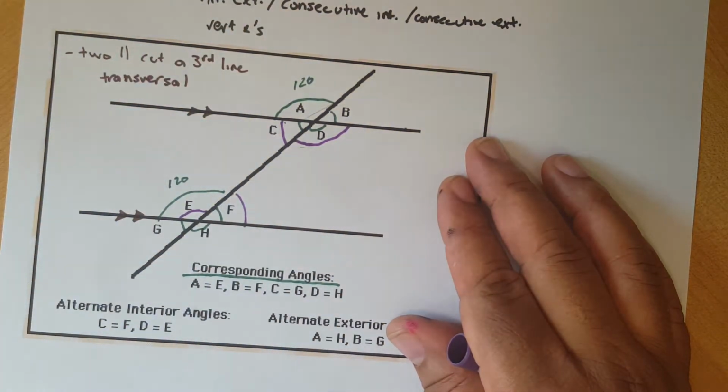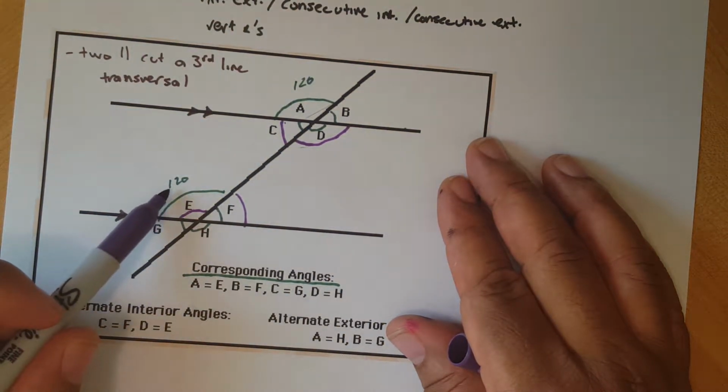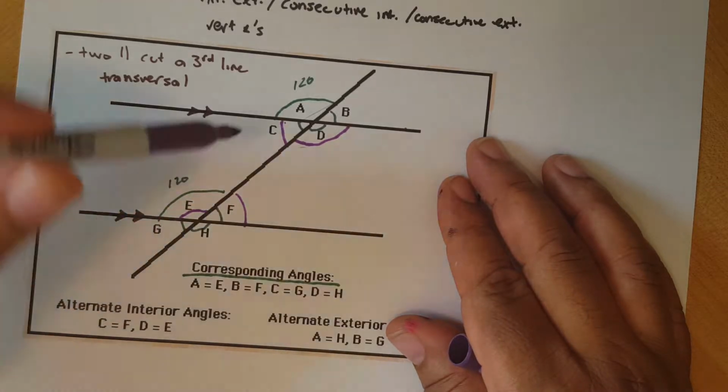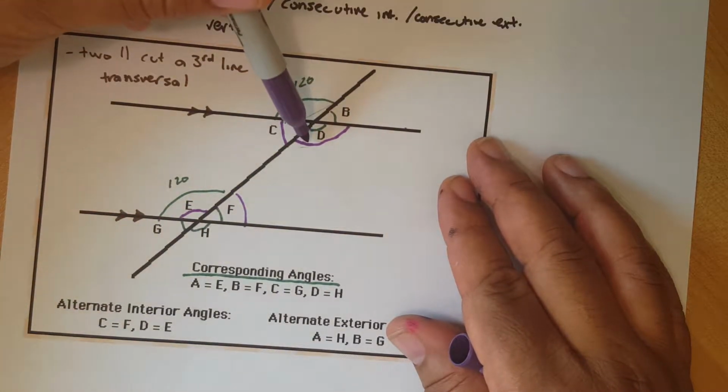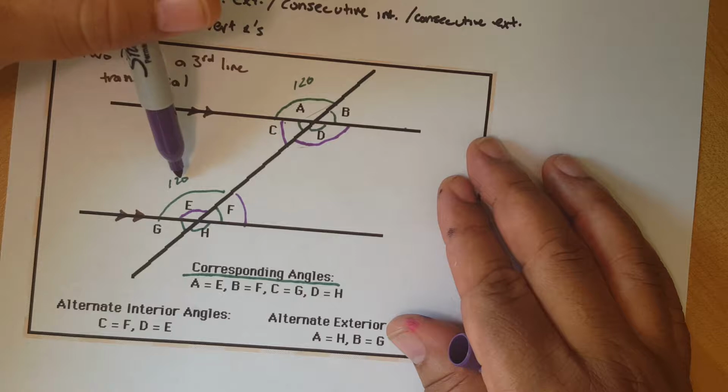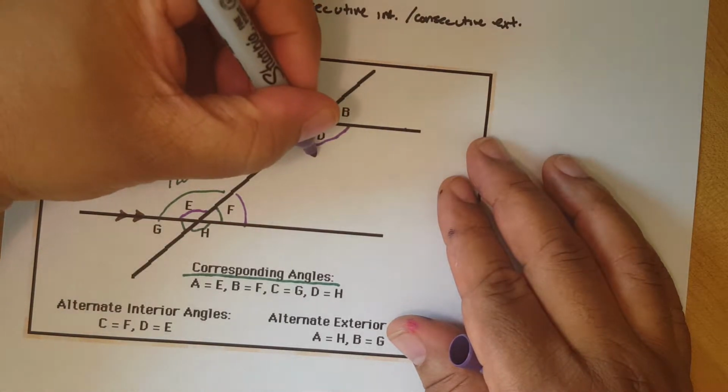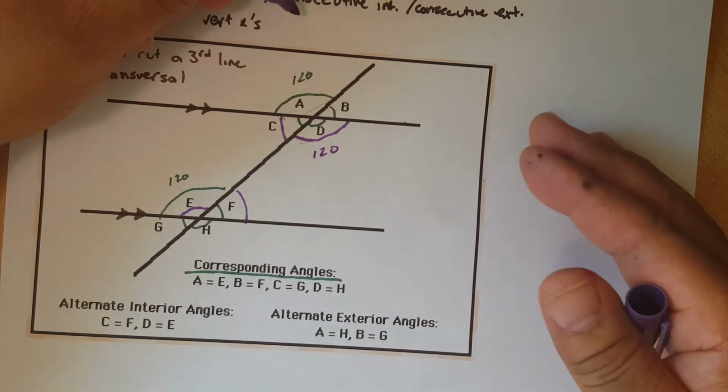So let's watch. Let's see what we can do. I know that E is 120 and E is an alternate interior angle of D. So if E is 120, that means D has to be 120.